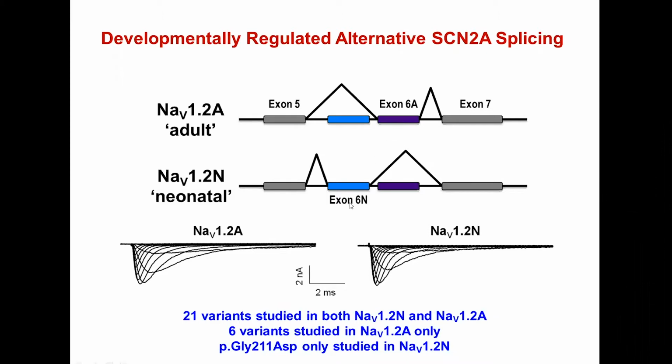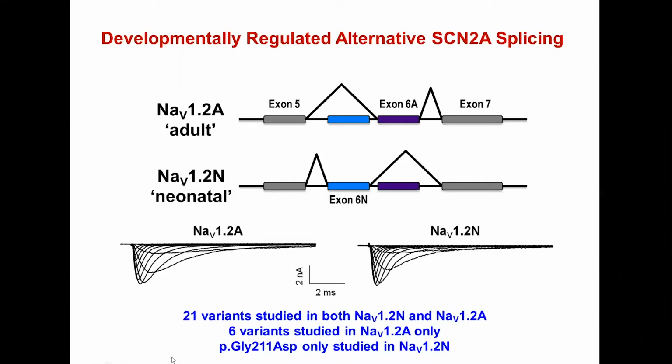These generate two different forms of SCN2A that can give rise to subtly different functional properties. In a prior study that we did, we demonstrated that some mutations associated with early onset epilepsy tend to show worse functional effects when they're present in the neonatal form. For most of the variants that we studied, 21 were associated with early onset disease, and we studied them in both the neonatal and adult forms of SCN2A. Six variants which were later onset in symptomatology, we only studied in the adult form.